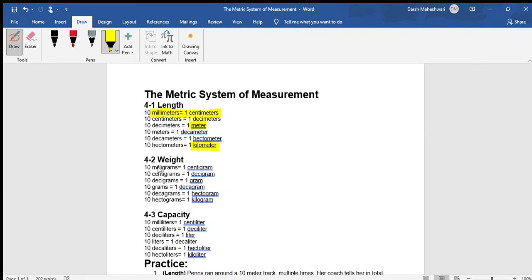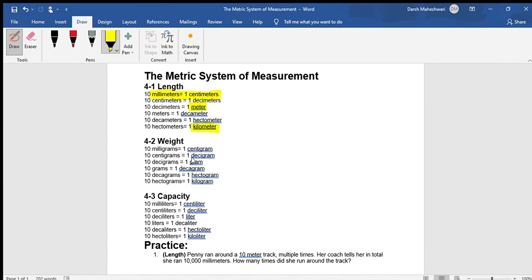Now weight. If you remember, in the English system there was also area right after length. There's no area in the metric system because it's going to be the exact same thing as all of these but squared. But in the English system of measurement, area was not just everything squared, it also had a special unit called acres. There's nothing special for the area of the metric system, so I decided not to include that.